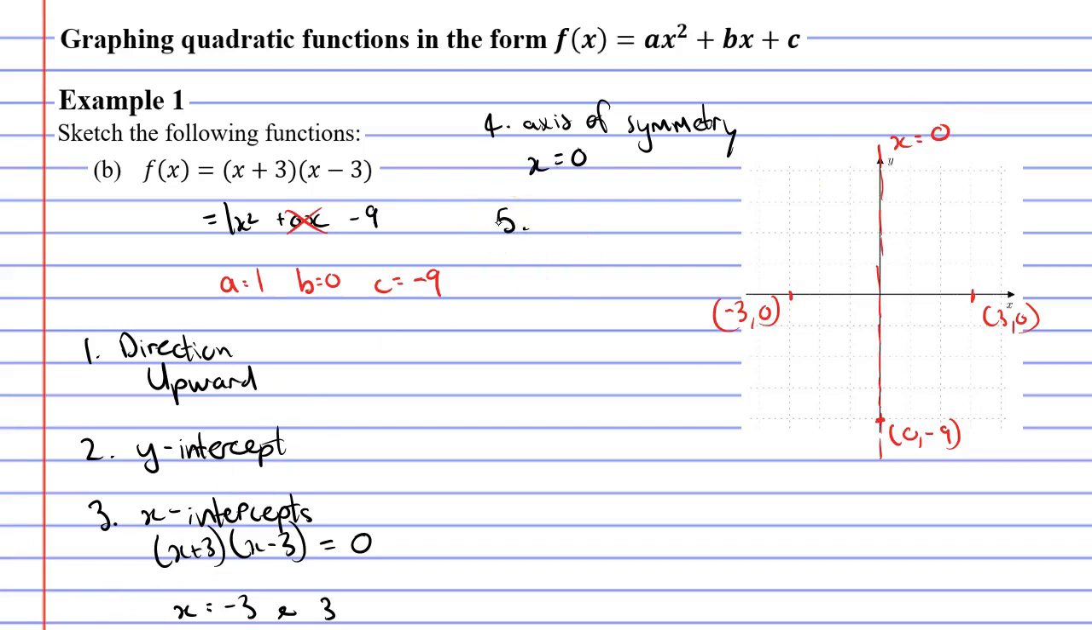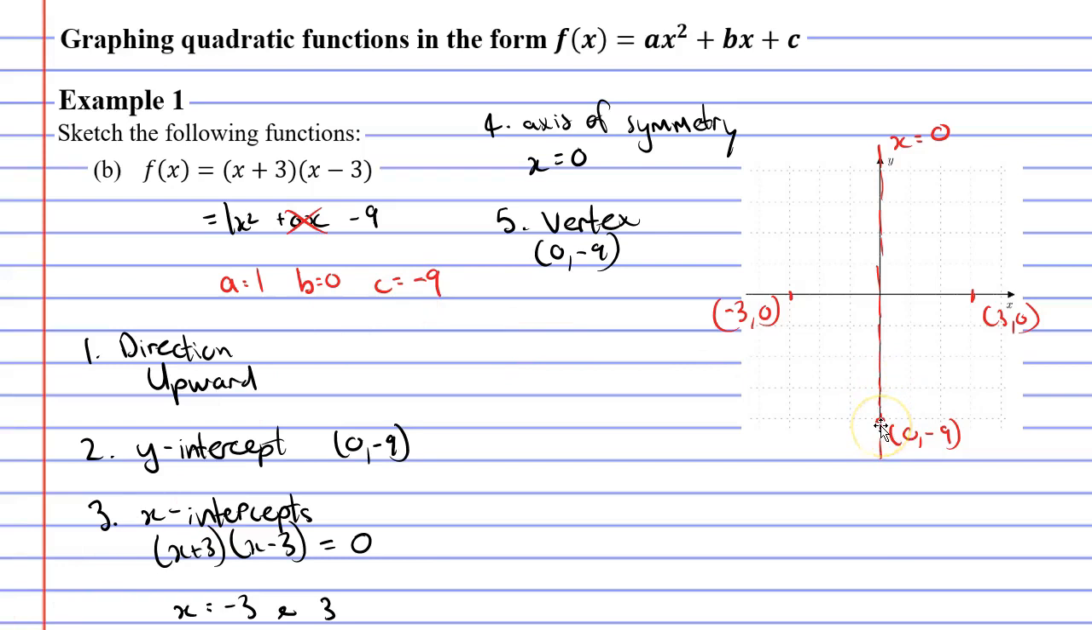The last thing we need to find is the vertex. Now we know that the vertex lies on the axis of symmetry, and it's actually already been found because when x equals 0, y equals negative 9. So our vertex is the same point as the y-intercept. So we'll write that down. Our vertex is 0, negative 9, and we probably should have written down for our y-intercept 0, negative 9 as well.